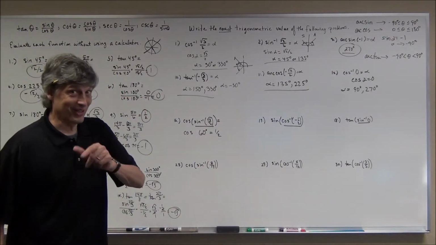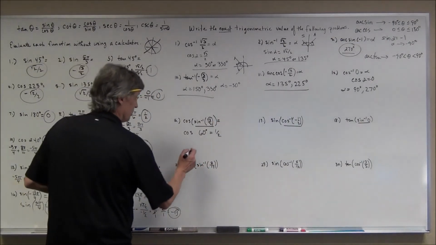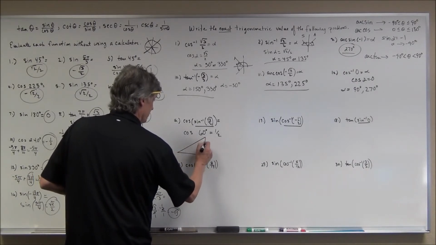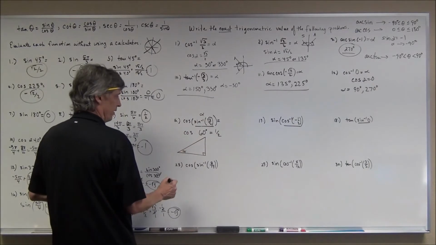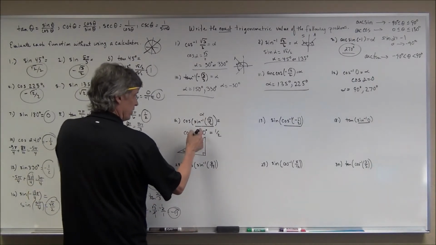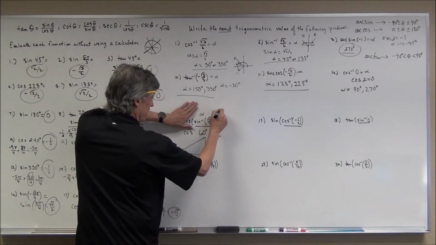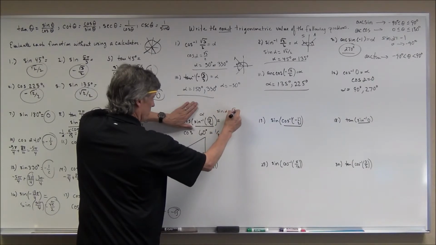Now, you're not going to like this, but there's another way you can do this, and you can do this with a right triangle. The reason I can do this is because this is a first quadrant angle. I'm going to put it right there. I'm going to call it alpha. And what do I know about this first quadrant angle right here? I know that the sine of this angle is the square root of 3 over 2.